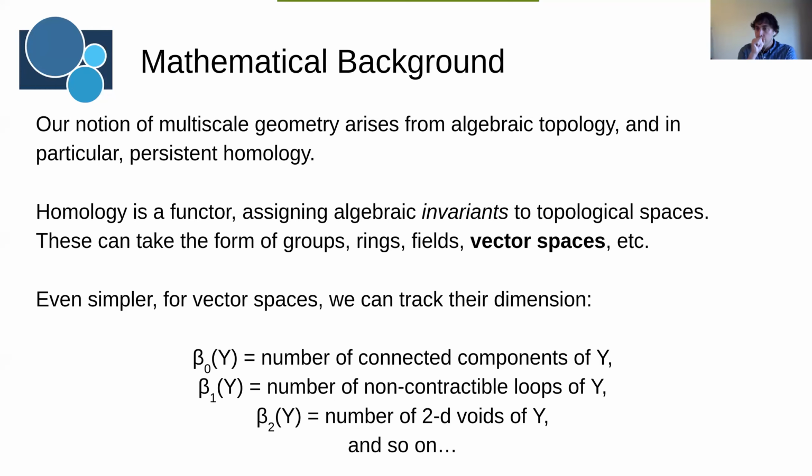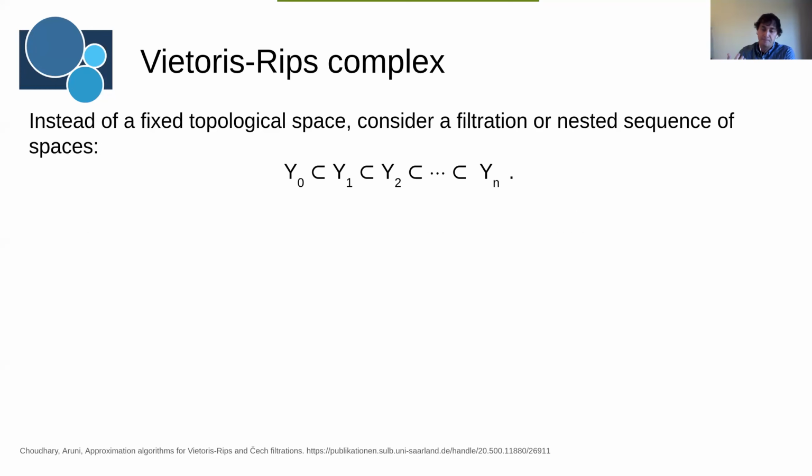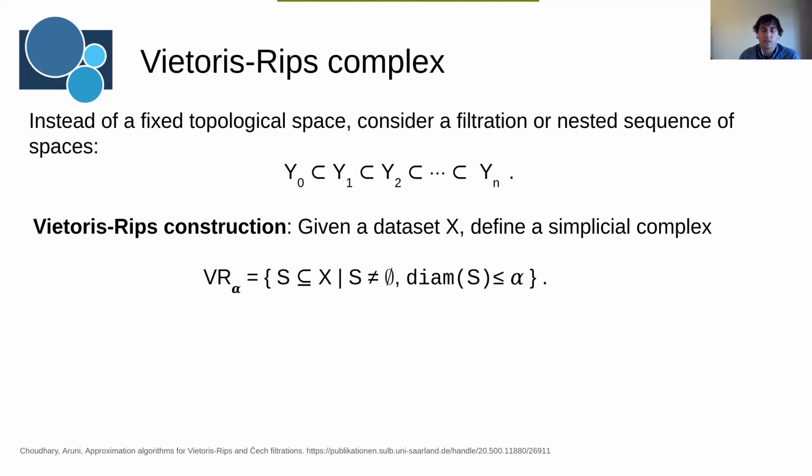Now what if I don't have just one topological space, but a nested sequence of topological spaces? In other words, I have a space Y0 contained in Y1, contained all the way up to Yn. You can take the homology of each topological space in that filtration. That is what is referred to as persistent homology. But instead of describing that general construction, let's talk about a very specific one.